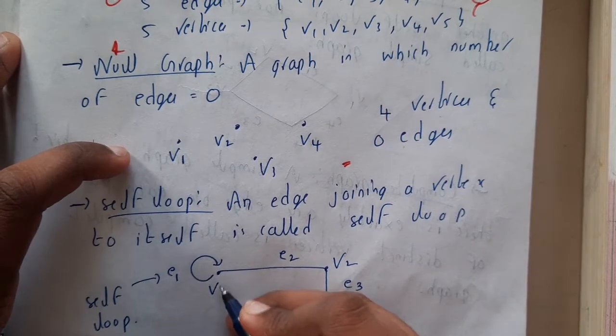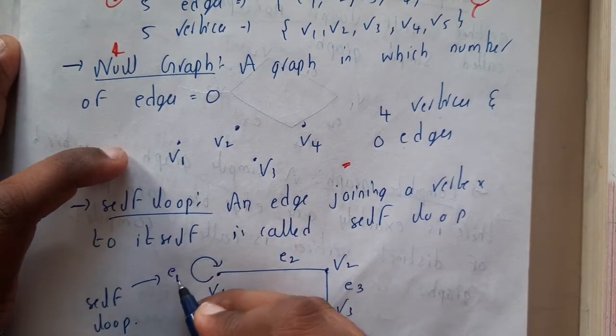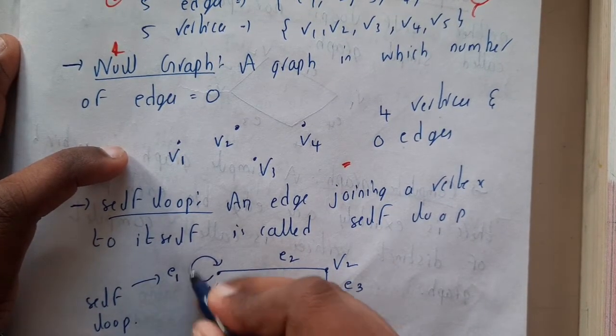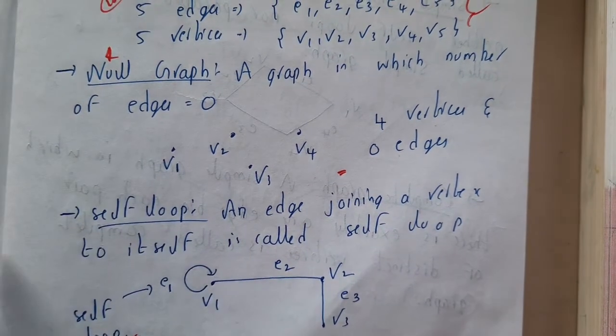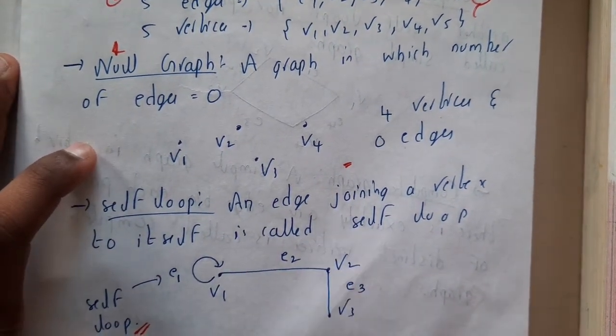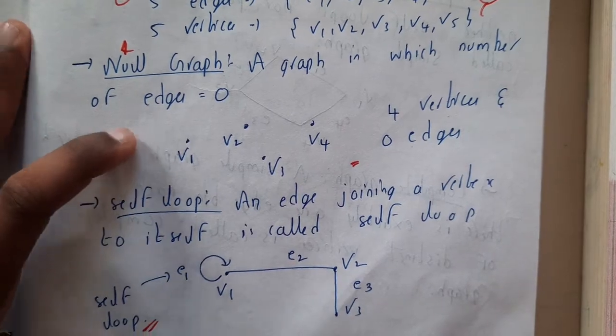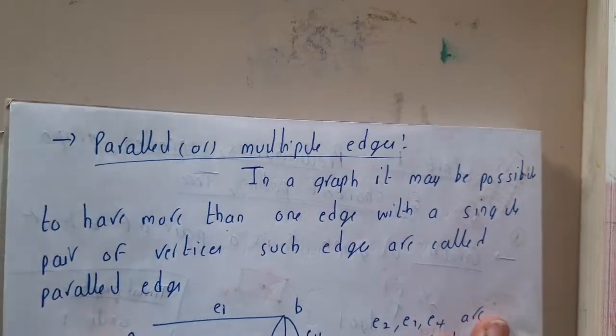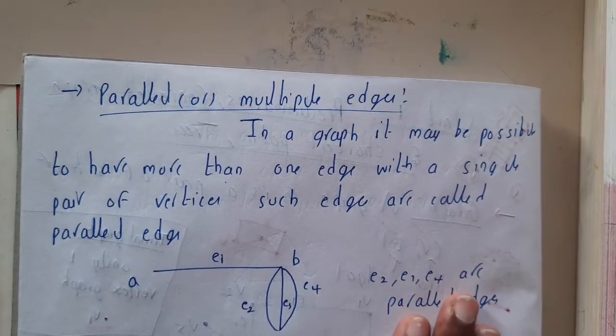If you observe here, V1 is pointing to itself. So if you give the name E1 for this particular edge, it is nothing but a self loop. Simple. These are nothing but the normal edges which are connected to its adjacent vertices. Similarly, what is a parallel or multiple edge?